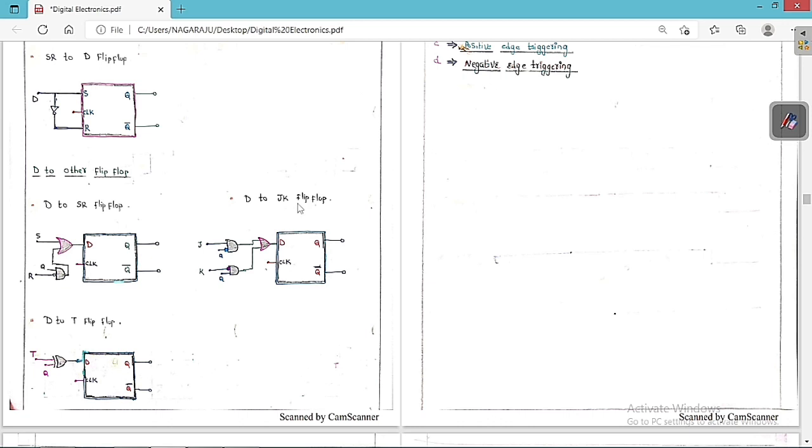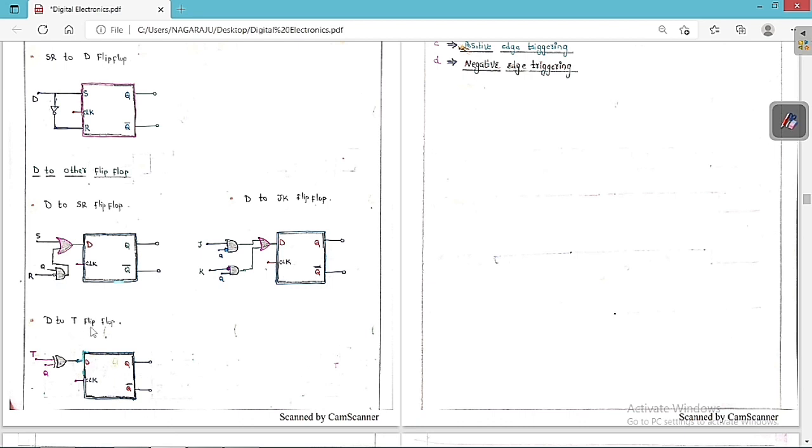So if you want to make a JK flip-flop from a D flip-flop, so this is the D flip-flop, with D, clock, Q, and Q bar. So there is the AND gate with J and Q bar, and there is K bar and Q, and here we have to give an OR gate like this. So we have made a JK flip-flop from the D flip-flop itself.